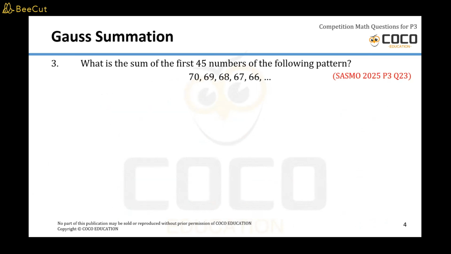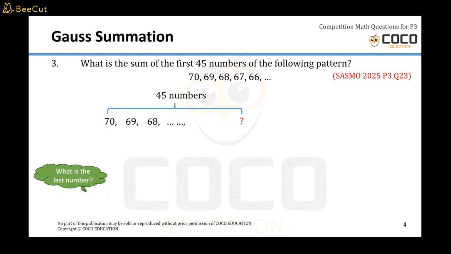Now, let's look at question number 3. What is the sum of the first 45 numbers of the following pattern? 70, 69, 68, 67, 66, and so on. This question is taken from SASMO 2025 P3, question number 23. We also do it the same way. We list out the numbers first, but we don't know what the last number is. But the question told us that there are 45 numbers. So we need to find the last number. So what is the last number?